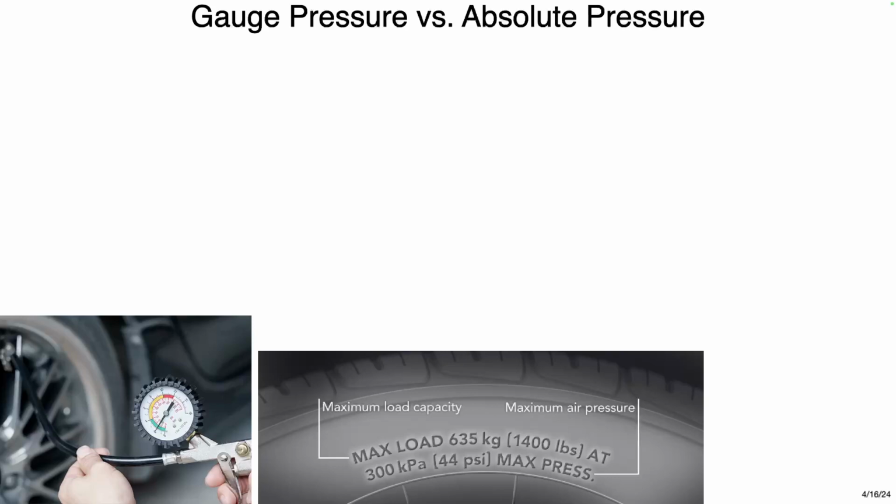Okay, but notice, right? They're giving the tire pressure here in kilopascals and pounds per square inch. They're saying 44. We'll just do pounds per square inch for now. Okay, so this is the maximum pressure this tire should be inflated to. Okay, any more than that, and you're risking a blowout. Okay, so when a tire is flat and you try to put a pressure gauge on it, what will the gauge read?